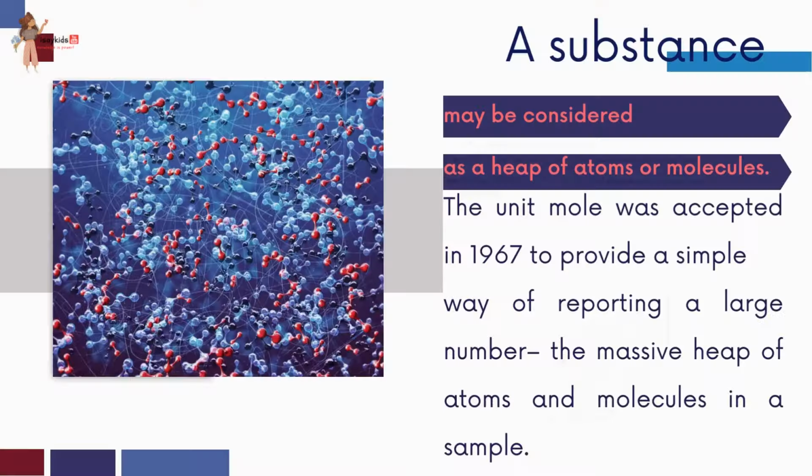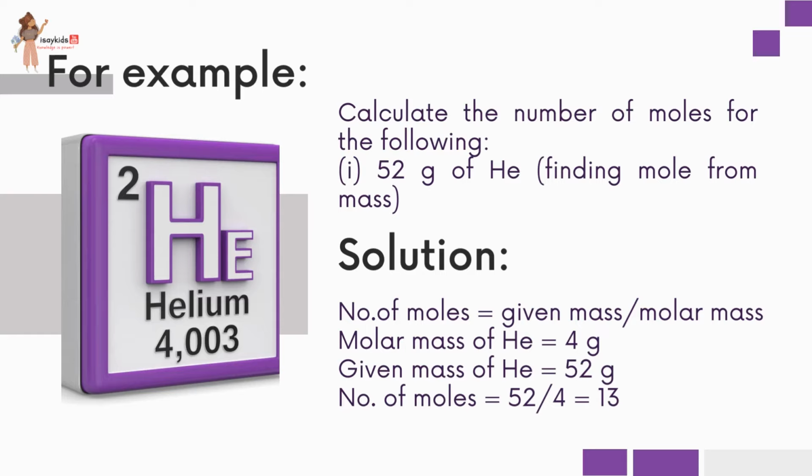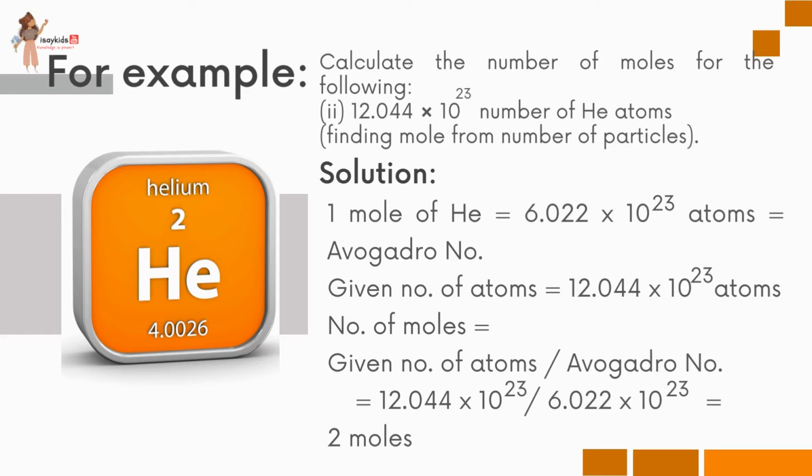Let's calculate the number of moles for the following. 52 gram of helium. Now we know that number of moles is equal to given mass divided by molar mass. Molar mass of helium is 4 grams and given mass is 52 grams. So we have 52 divided by 4, which is 13 moles. If there are 12.044 × 10^23 helium atoms, how do we find the moles? Now we know that 1 mole is 6.022 × 10^23 atoms. So, number of moles is given number of atoms divided by Avogadro number, which gives us 2 moles.